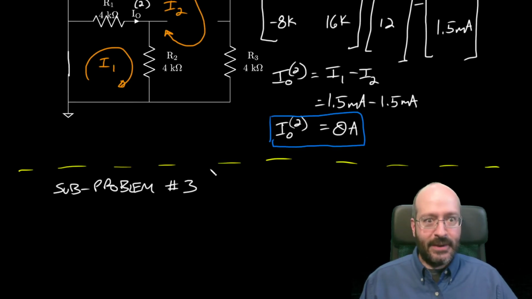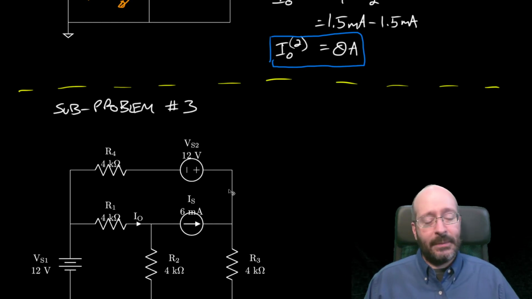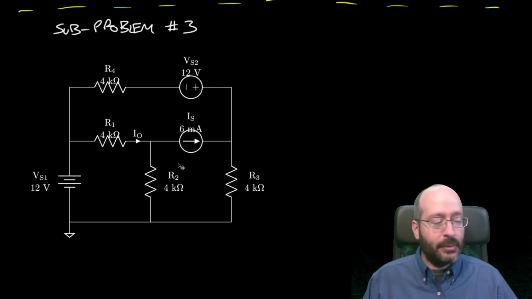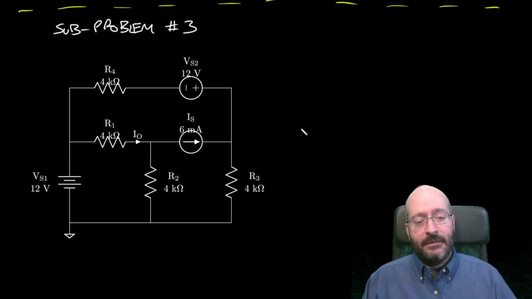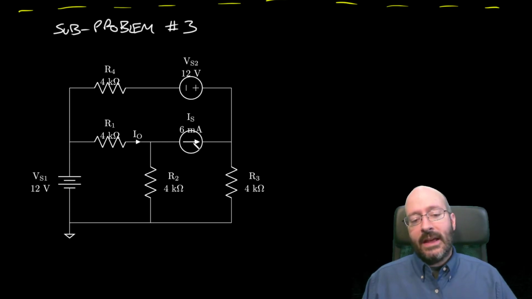Okay, rinse and repeat and repeat and repeat. Why wouldn't you just use mesh or nodal? Because sometimes you can't. Okay, when you have multiple frequencies in the circuit, you can't. We're not going to cover it this semester, but it's a very important stepping stone to do some more sophisticated analysis. Okay, last one. What does this current supply do to I out?